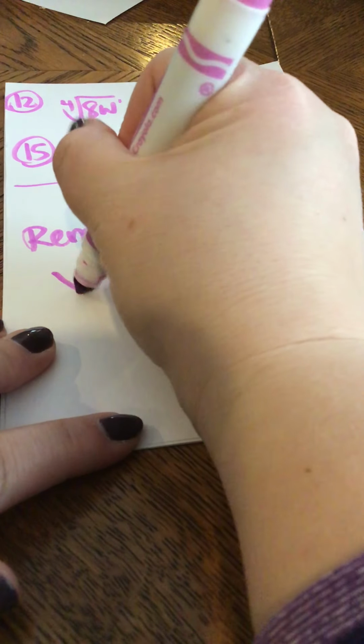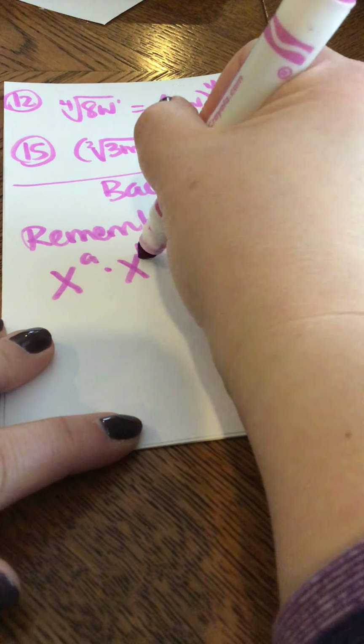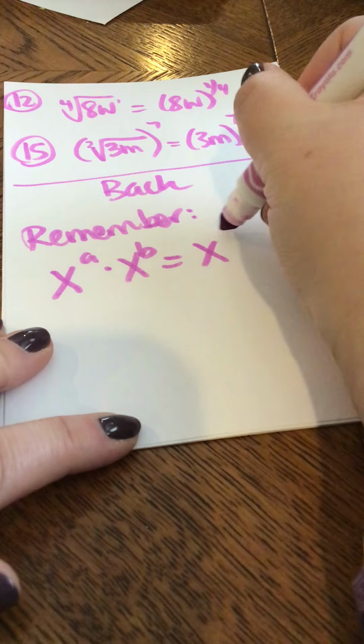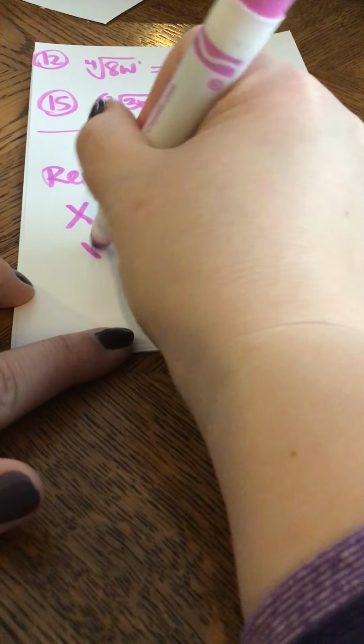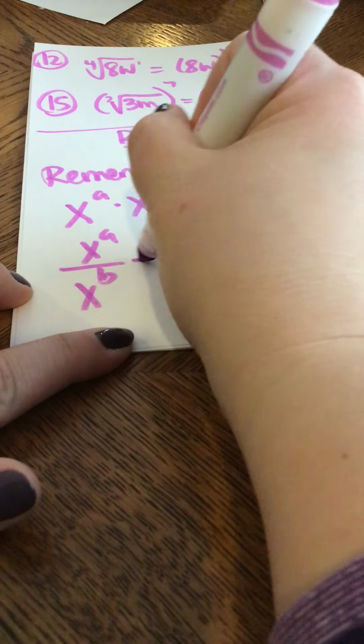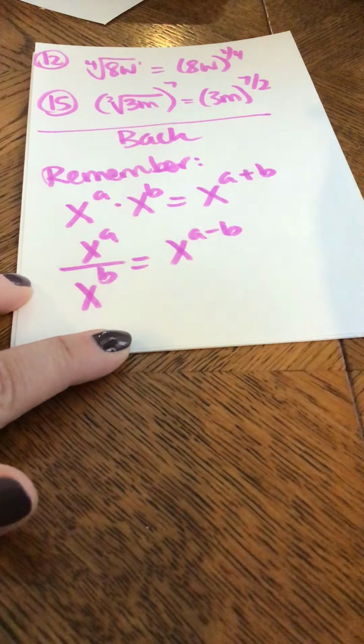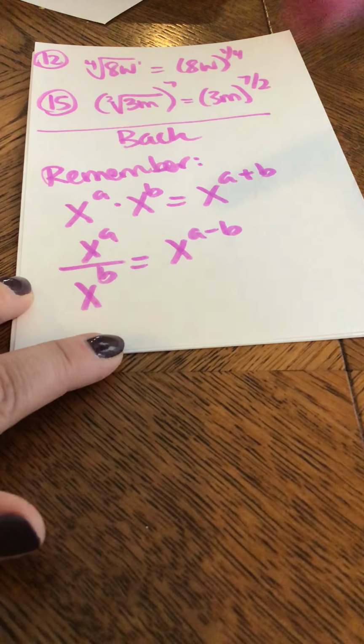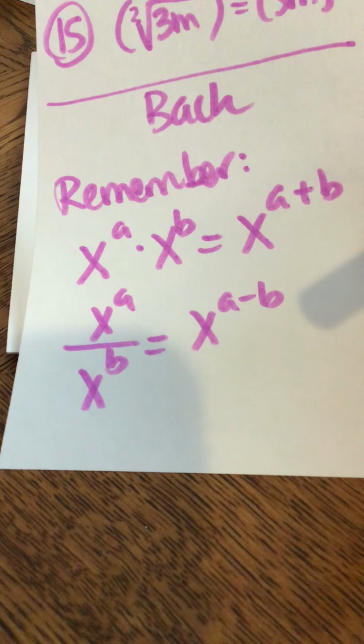When multiplying with exponents, you add the exponents. When dividing with exponents, you subtract the exponents, and you may have to come up with a common denominator, so fair warning. Okay, so remember that. Multiplying, you add exponents. Division, you subtract.